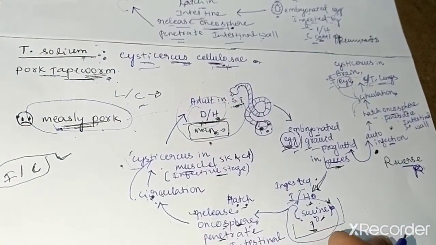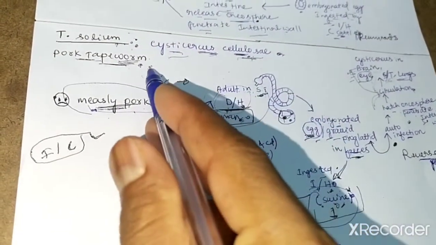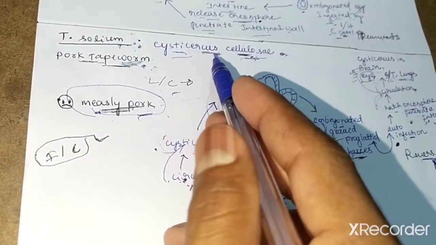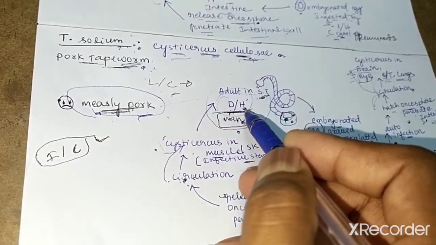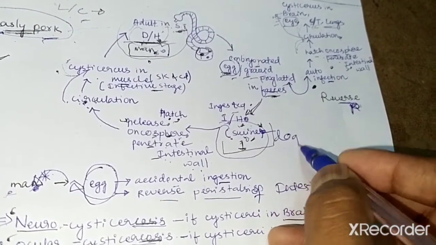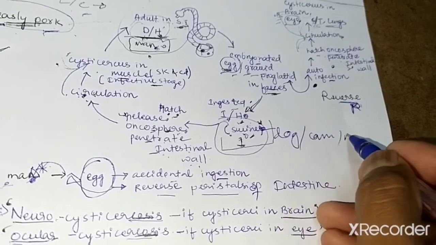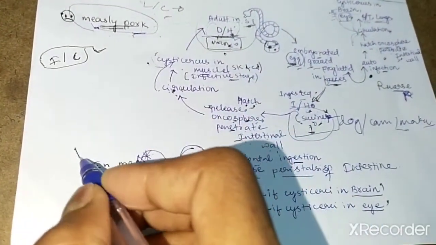This is about Taenia solium. Here we have to remember it is also known as pork tapeworm, measly pork, the metacestode is Cysticercus cellulosae, the definite host is man, and the intermediate host is swine. In some cases, dog, camel and monkey can also act as intermediate hosts.